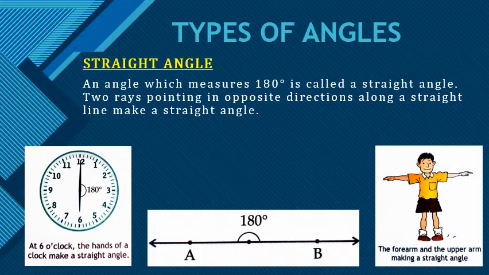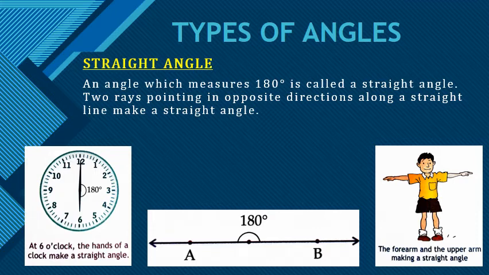We can also say that the angle which is formed on a straight line is called a straight angle, and it is equal to 180 degrees. Now see the example. In the first picture, children, you can see the clock in which the time is 6 o'clock. And children, at 6 o'clock, the hands of a clock, that is the hour hand and the minute hand, make a straight angle.